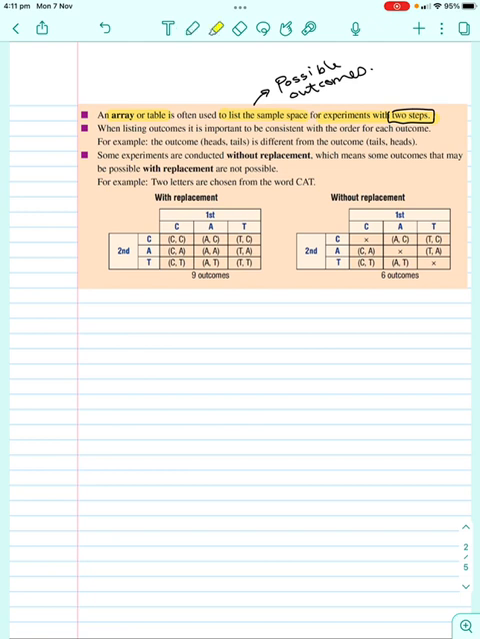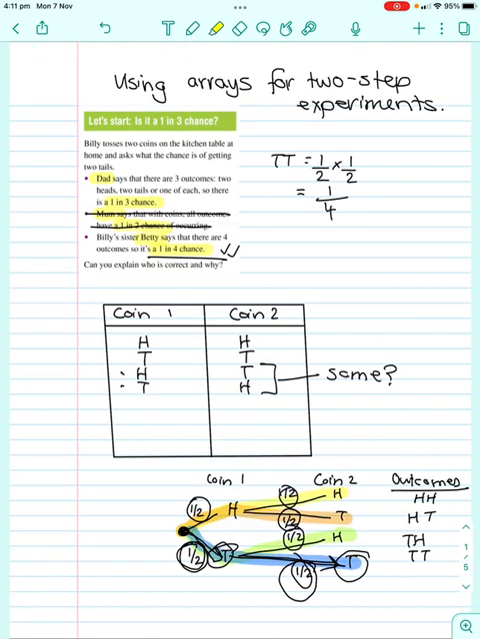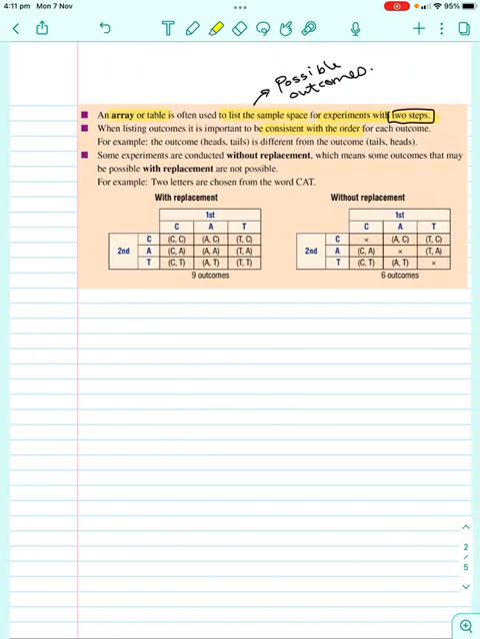When listing outcomes, it is important to be consistent with the order for each outcome. So, consistent with the order. And the reason for this, if I flick back, is we can see that if we switched our order with our coin situation, we could end up with only getting 3 possible outcomes. So for example, the outcome heads tails is different to the outcome tails heads. So the order in which it occurs is important.